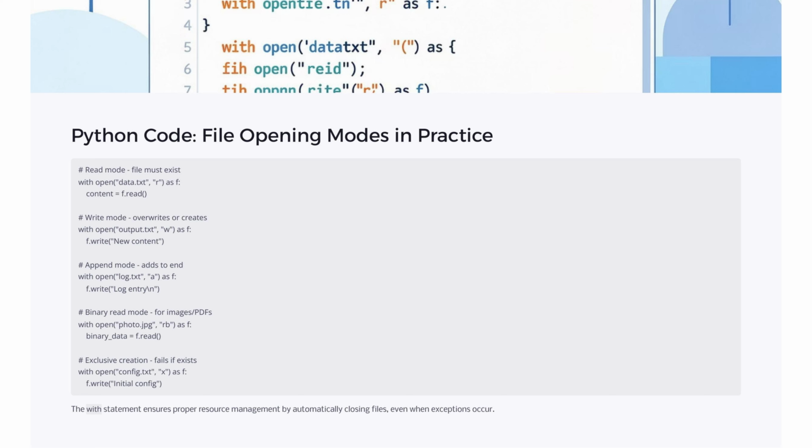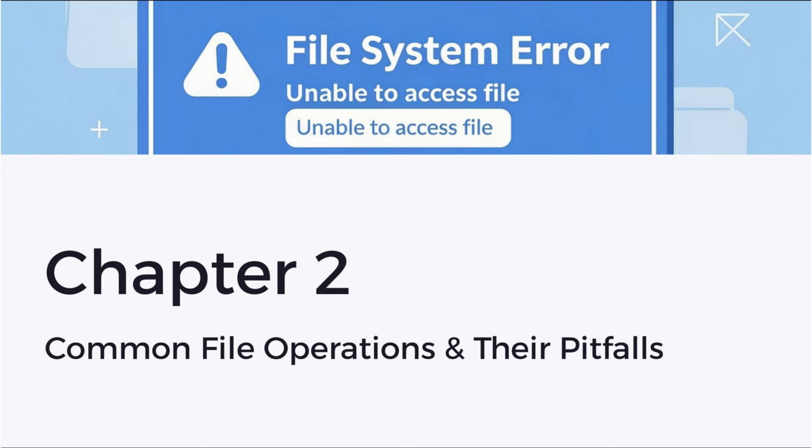The with statement ensures files close properly, even on errors. File operations are essential, but can be tricky. In read mode, ensure the file exists to avoid errors. Write mode overwrites data, so verify paths to prevent loss. Append mode is safe for adding data without deletion. Exclusive creation mode fails if the file exists, ensuring no accidental overwrites. Proper file handling prevents data mishaps.